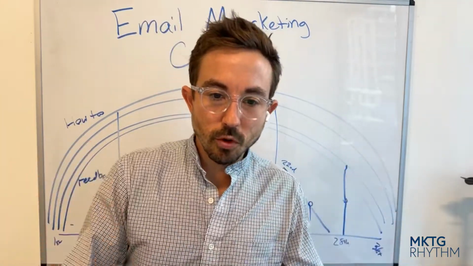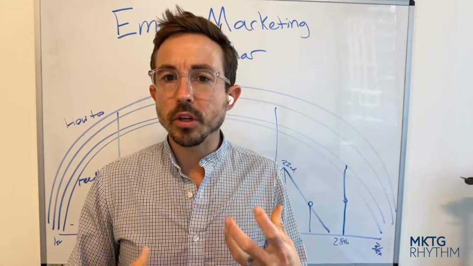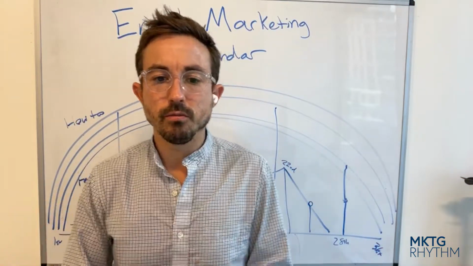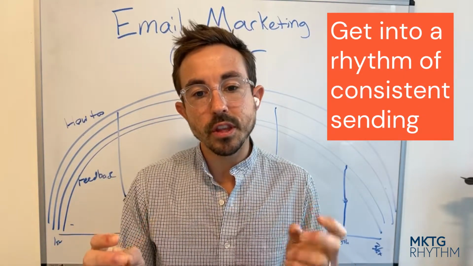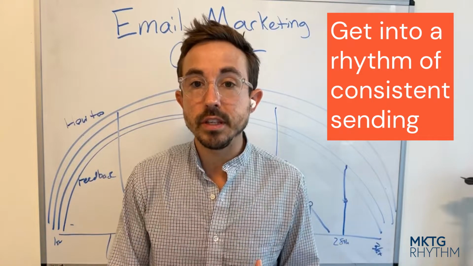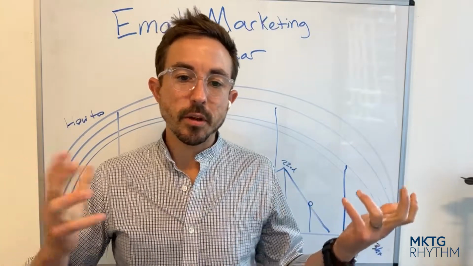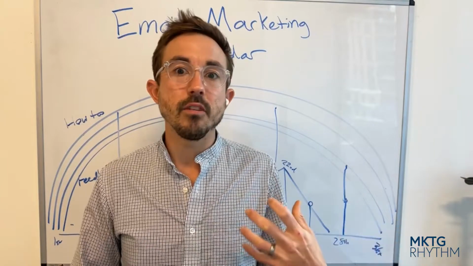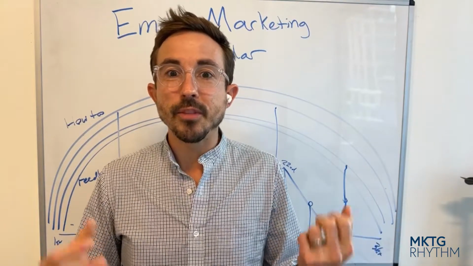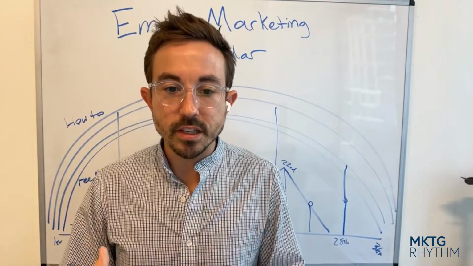So for the email marketing calendar, best practices for implementing this. What do we want to do to bring this to life for an e-commerce business, or for your business? Get into a rhythm of consistent sending. That's one of the most important things, because you want to train your audience to receive emails at consistent times. I always think about this too: SNL doesn't go live because it's done. It goes live because it's 11 o'clock on a Saturday. That's one of those things you need to be thinking about, that consistency, and again, consistency over intensity.